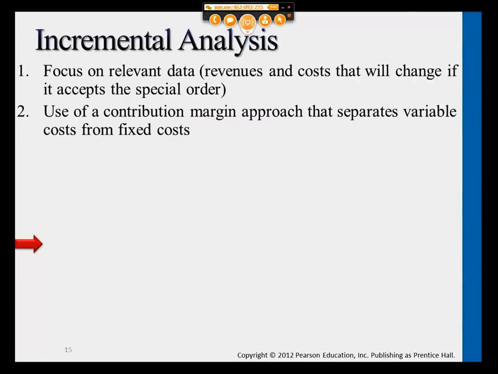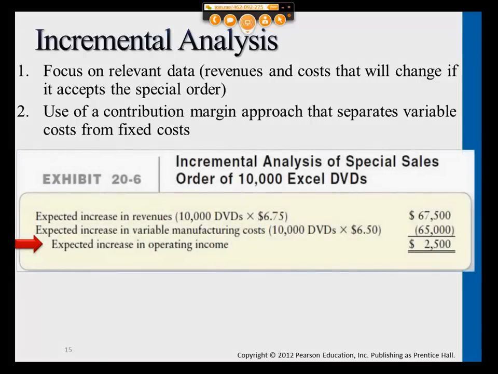All right, so how can we make it happen? We have an exhibit here, 26, that shows us a special sales order that increases our revenue. So let's look at what happens here. We focus just on relevant data here in incremental analysis. We'll look at our revenues and costs that change if the special order is accepted. And then, we'll use the contribution margin approach that will separate the variable and the fixed costs.